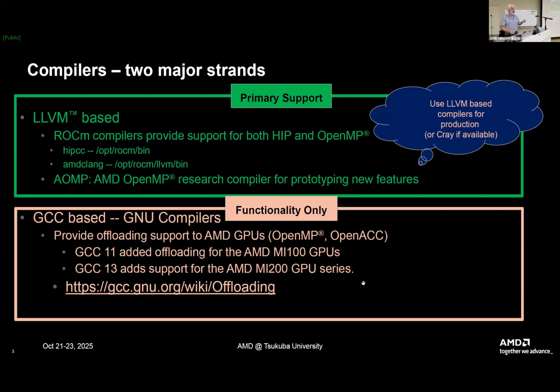Now, people get confused because there's another AMD compiler called AOCC, and that's the AMD optimizing compiler for CPUs, and we don't use that for GPUs.